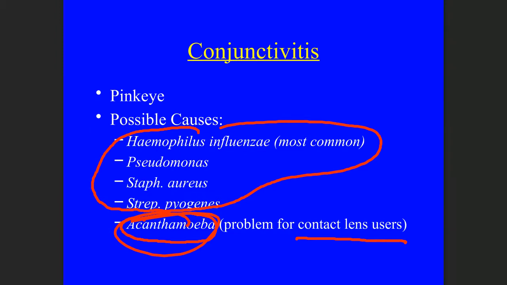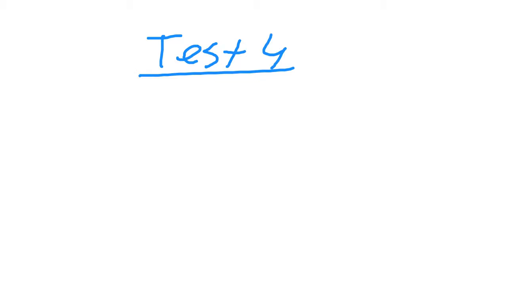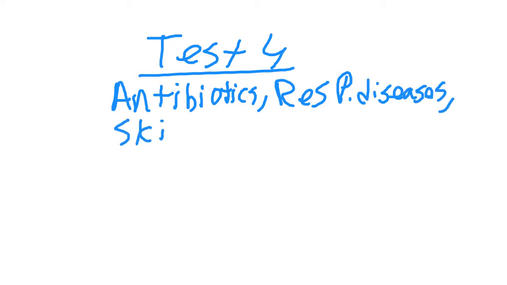All right. So that was the last thing that I wanted to talk about as far as nervous system diseases are concerned. So you've got a test coming up, right? Your fourth test, test 4, will cover antibiotics. It's going to cover respiratory system diseases. It will cover skin diseases, and what we just talked about today, nervous diseases.